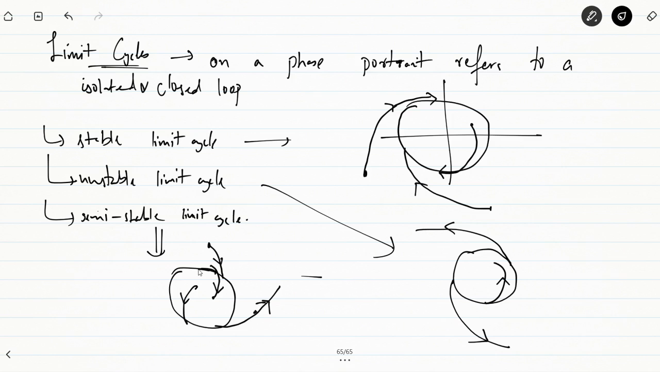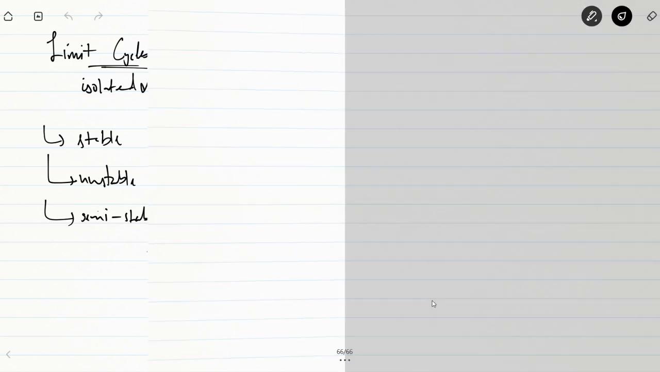And on a phase portrait, this can be exhibited using an isolated closed curve that we have already seen in the case of a Van der Waals oscillator. We derived the phase portrait of a Van der Waals oscillator, and we saw that the curve will tend towards a loop. Fine. Now this system can still be stable or unstable or semi-stable depending upon whether the phase trajectories in the system are converging towards this loop or diverging out of this loop, or some of them are converging and some are diverging. Then it will be a semi-stable limit cycle.